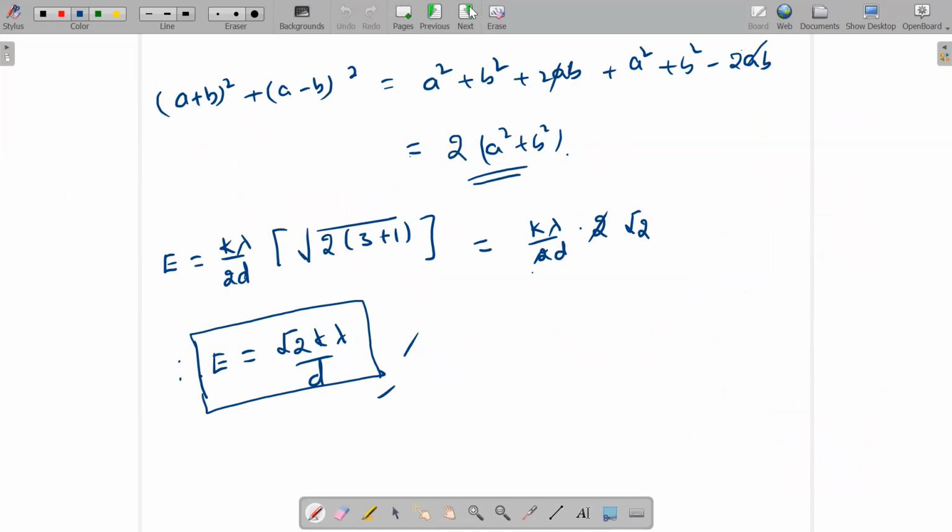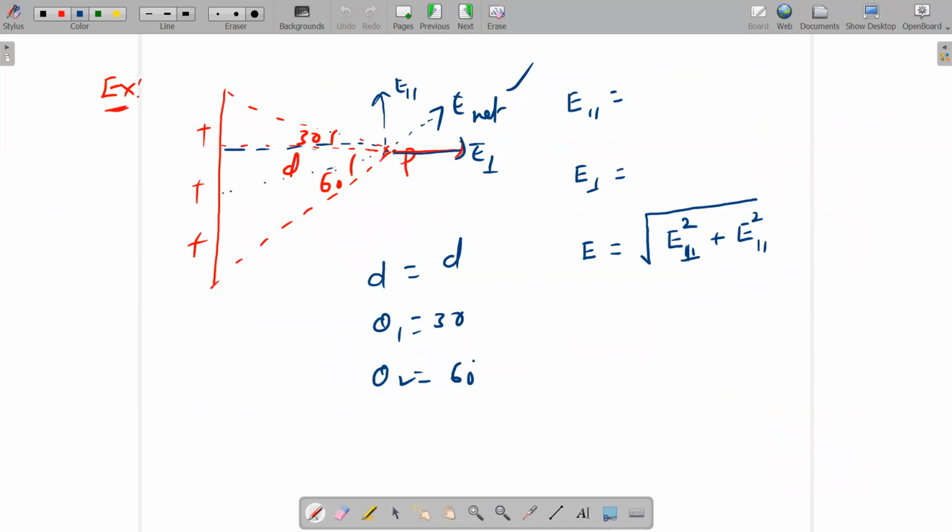See here, in this case, the top line is making an angle 30, the bottom line is making an angle 60, but the perpendicular distance is D only. Then what should be the net field and what should be the direction of the net field? For understanding purposes, I'm giving it here. So note down this and try yourself.